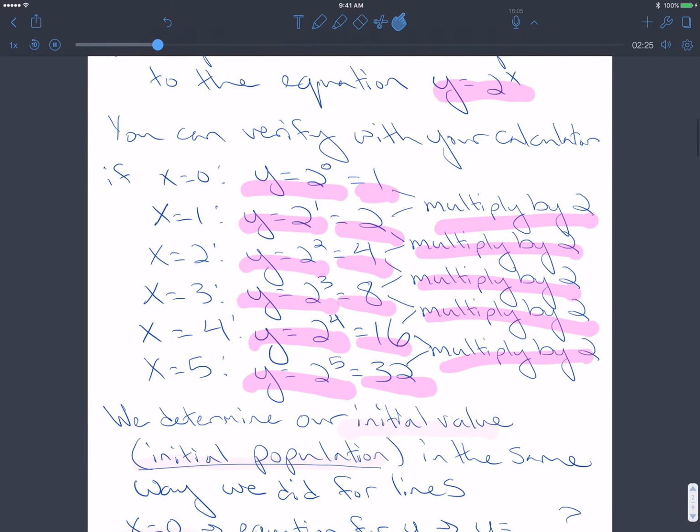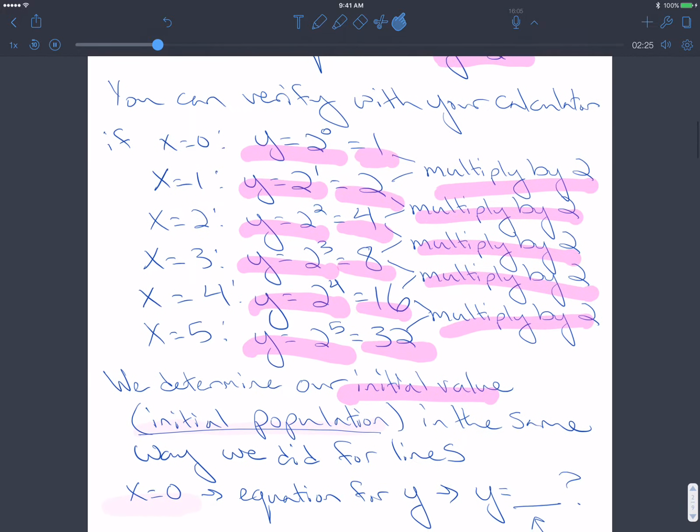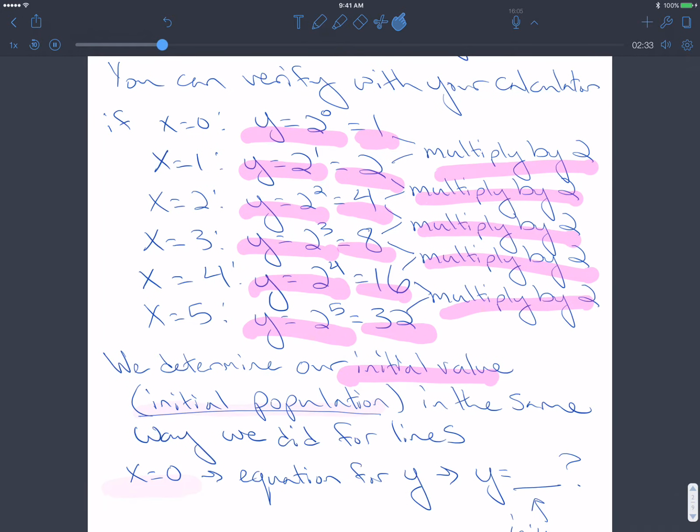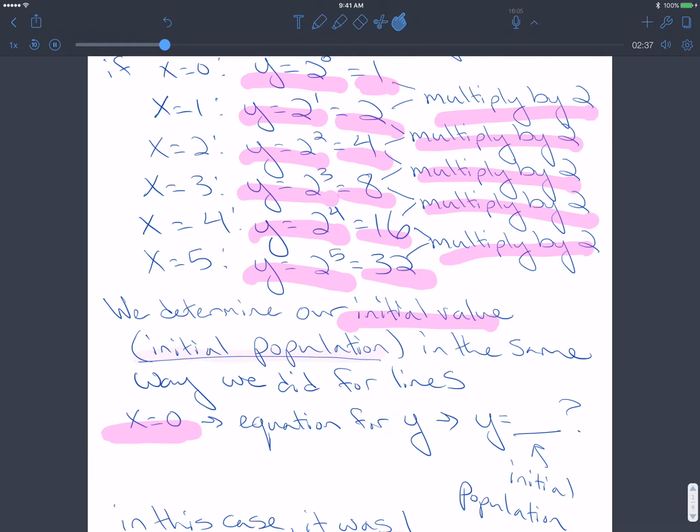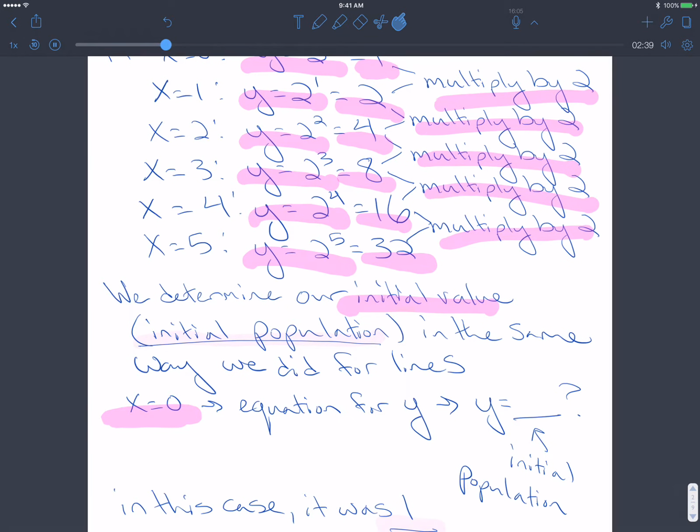Additionally, in this case, our initial value is the same as it was when we did lines. We started at x equals 0, and we only had 1. That was our initial population. It's also our initial value. And you can find it the same way. You substitute x in, and you solve for y. For y equals 2 to the x, it was 1.